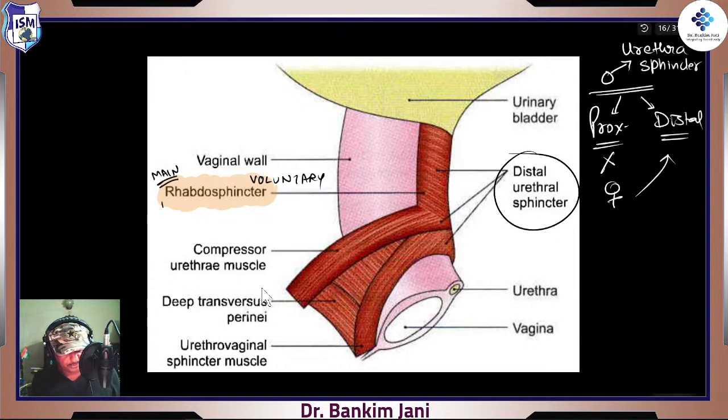Apart from it, so this is one. Apart from it, the compressor urethrae muscle, by name itself, is the muscle which will be compressing the urethra, right? This is deep. And there is one other set of muscle which is superficial. It is the urethrovaginal sphincter, right? So this is superficial.